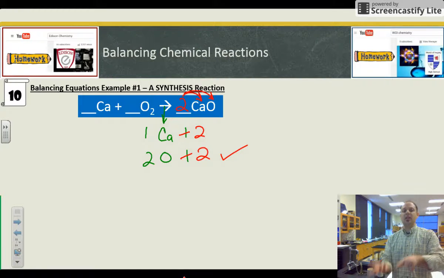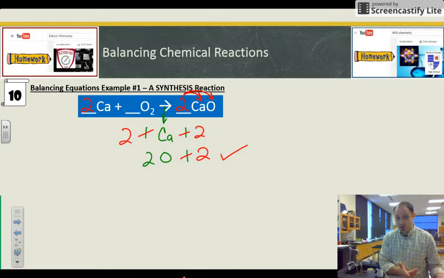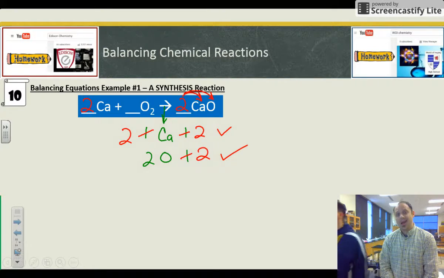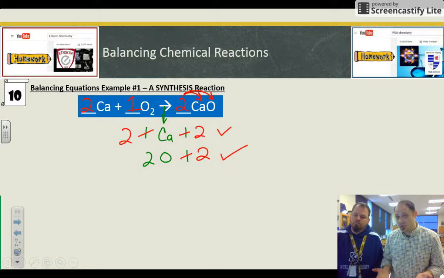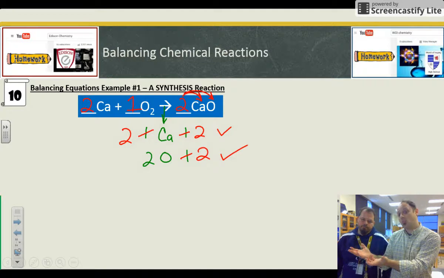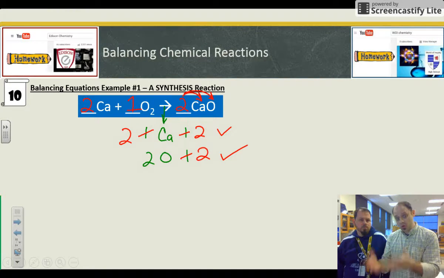So now we go back to the other side of the equation. What coefficient can I put in front of calcium to make it match up? It's 2. Double the calcium atoms, and you've got it matched up. The last thing I would do, Mr. Milks, is I would put a 1 in front of the oxygen. Because just like in mathematics, if there's no number in front of x, we assume there's a 1. If there's no number in front of a molecule, we assume it's 1 mole.